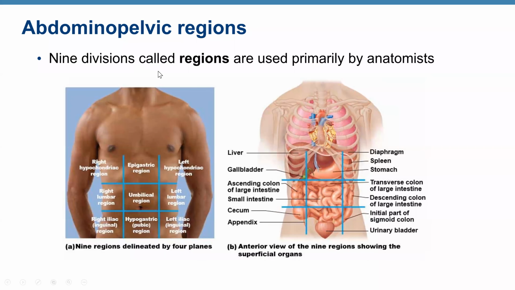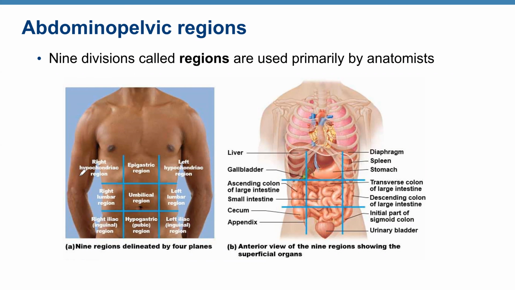Nine divisions called regions are used primarily by anatomists. Now in this example, we take the abdominopelvic cavity, but now we divide it into divisions or regions, not quadrants. We're going to look here first. This is the umbilical region. On the top is epigastric, and epi means on top, gastric means stomach, so on top of the stomach, epigastric, and hypogastric below the stomach.